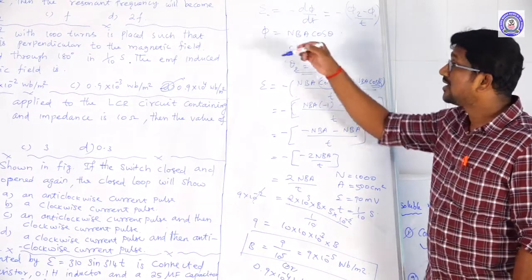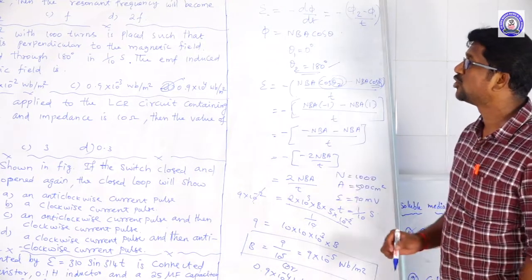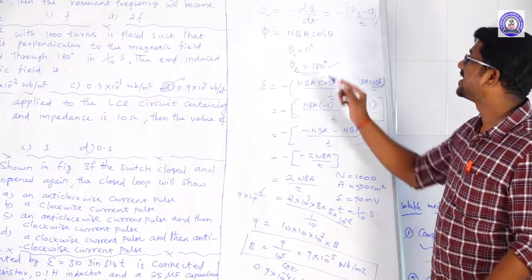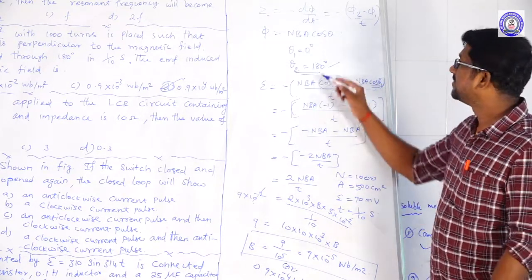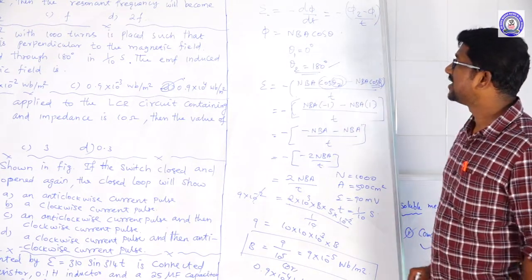Initially, the coil is placed so that the plane of the coil is perpendicular to the magnetic field. Then the angle between the normal to the plane of the coil and the direction of the magnetic field is 0 degree. Again, the coil is rotated through 180 degree. So the final angle is 180 degree.